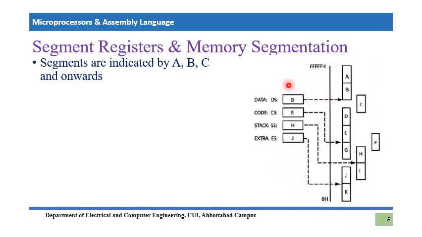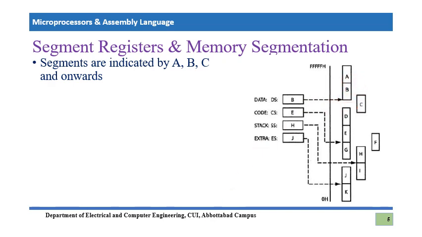And what are these? These are just various segment registers. For example, the topmost is the data segment register, the second is the code segment register, the third one is the stack segment register, the fourth one is the extra segment register. So what does the data segment register have? The data segment register has the value B. And what is B? B is this second segment. Look, this is the second segment.